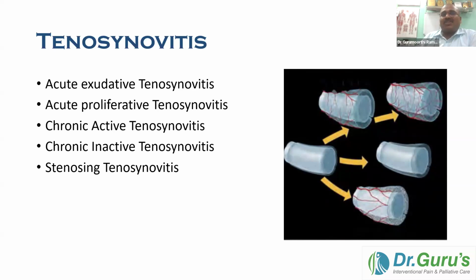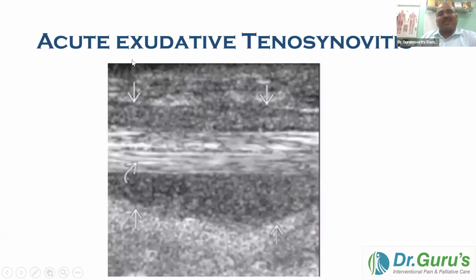One is called acute exudative tenosynovitis, another is acute proliferative tenosynovitis, another is chronic active tenosynovitis, the fourth one is chronic inactive tenosynovitis, and finally stenosing tenosynovitis, right? I'm not going to go deeper, just for your understanding. In patients presenting with tenosynovitis, whenever you put a probe, in more than 99% you will see a normal tendon, because the pathology is not inside the tendon, it is because of the covering, right?